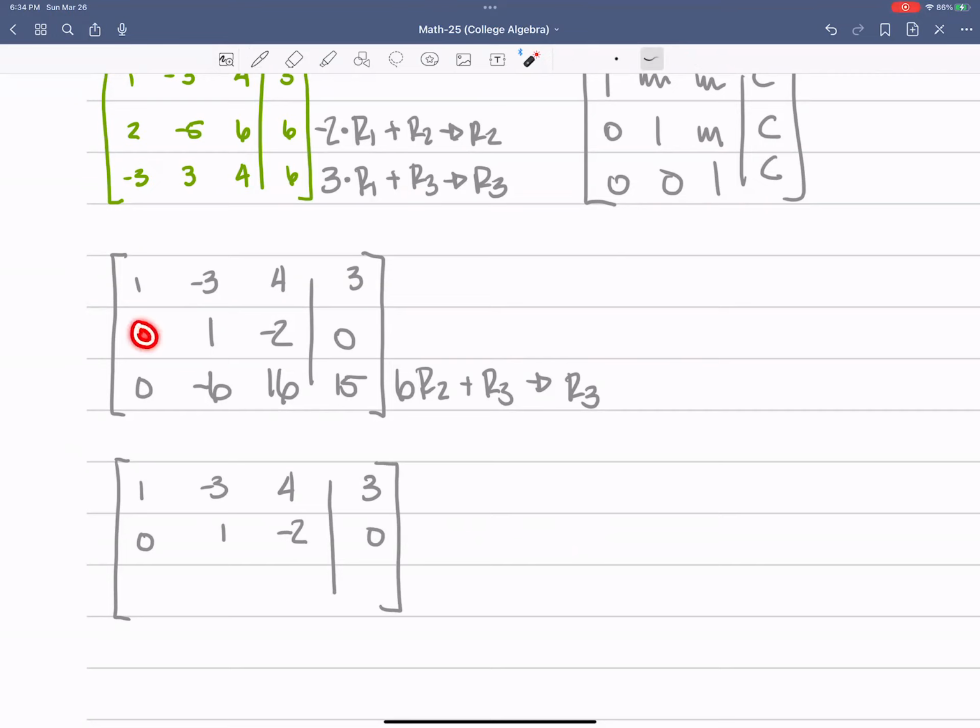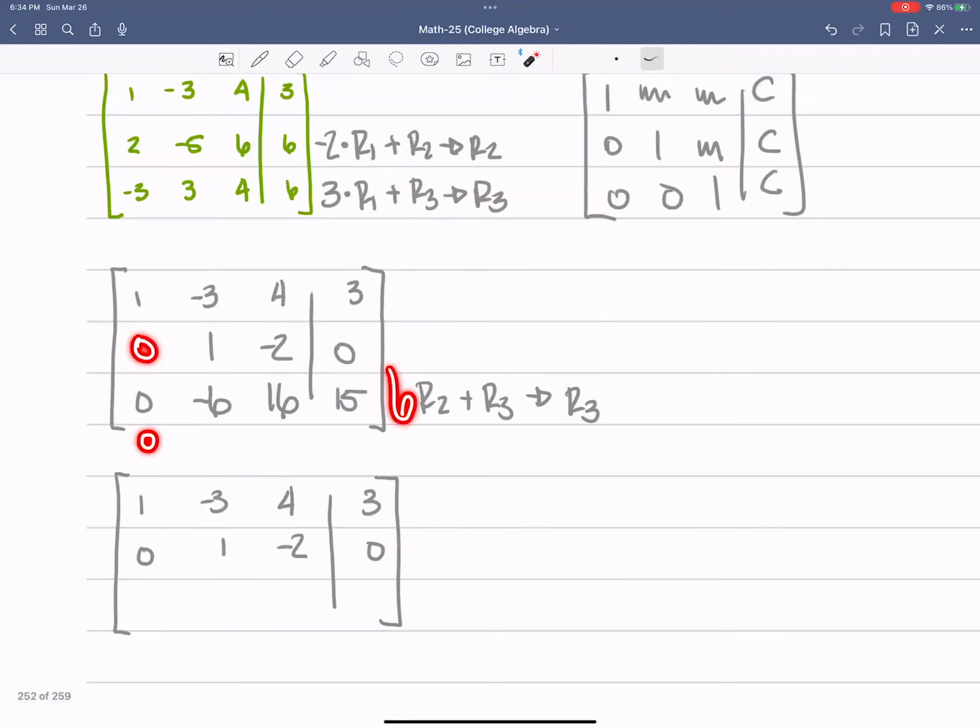All right, so we have 0 times 6. That's 0. So 0 plus 0 gives us 0. 1 times 6 is 6. Negative 6 plus 6 is also 0. Perfect. Then negative 2 times 6 is a negative 12. Then negative 12 plus 16 is going to be a positive 4.